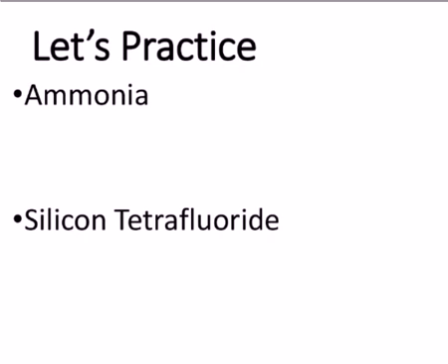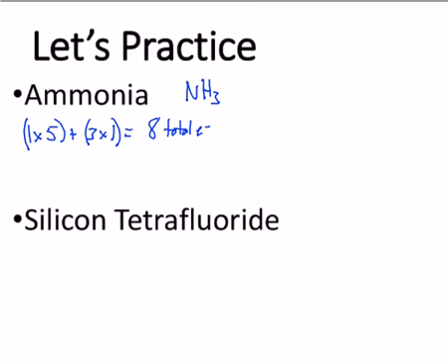Ammonia. First off, we need the formula. What's the formula for ammonia? Not NH4, that's ammonium. NH3 is ammonia. First step is to figure out the number of atoms and valence electrons. So I've got 1 nitrogen. How many valence electrons does nitrogen have? 5. Plus I've got 3 hydrogens, which have 1 each. 5 plus 3 is 8. So we have 8 total electrons to use in this structure.